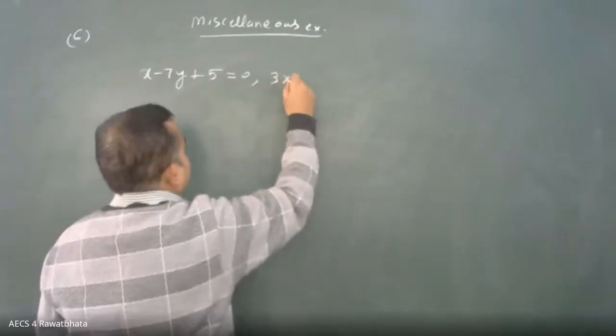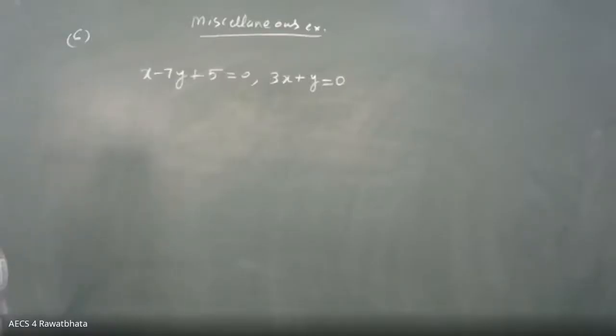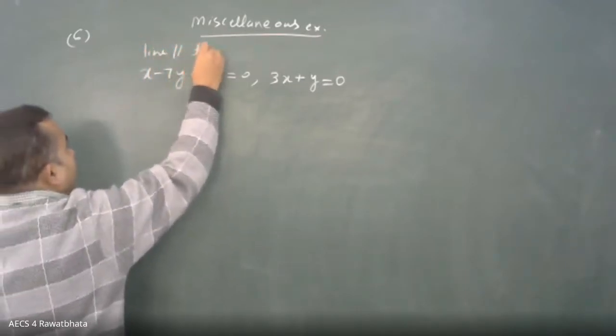Find the equation of the line parallel to the y-axis and drawn through the point of intersection of the lines x minus 7y plus 5 equals 0 and 3x plus y equals 0. We have to find the equation of the line which is parallel to the y-axis.